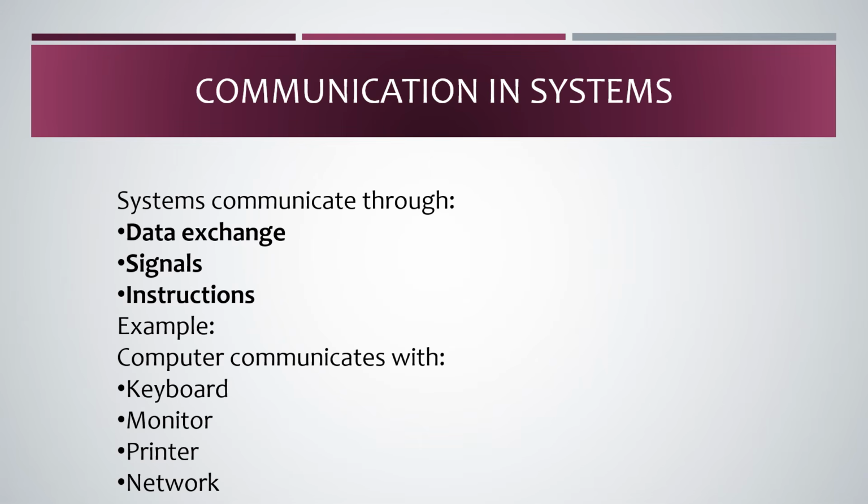Communication in a system happens through data exchange, signals, and instructions. For example, a computer communicates with a keyboard, monitor, printer, and other networks. So it's all about the communication that happens in the system. This is how a system works.